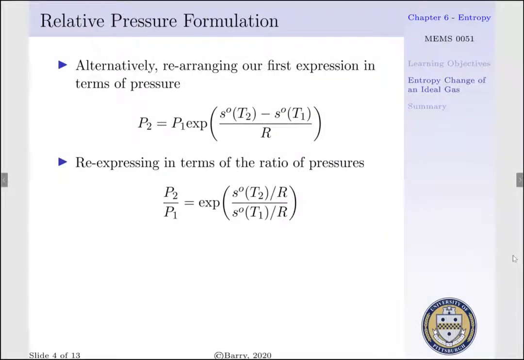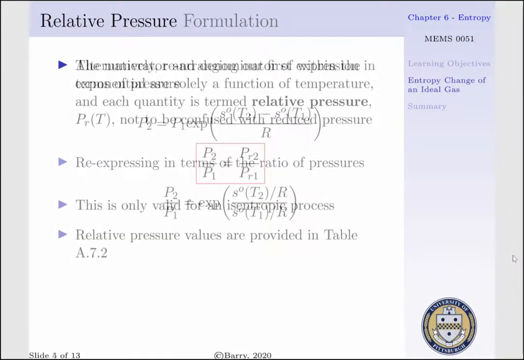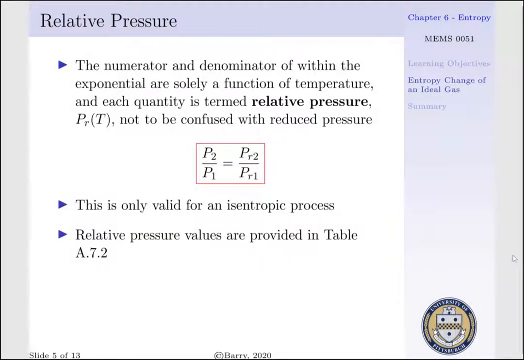Alternatively, rearranging our first expression in terms of pressure, we could solve for pressure at state 2 being equal to pressure at state 1 times the exponential of our standard entropy at state 2 less that at state 1 per our gas constant R. Or if we re-express this in terms of the ratio of pressures, P2 per P1 would be equal to exponential of our standard entropy at state 2 per R per exponential of our standard entropy at state 1 per R. The numerator and denominator within the exponential are solely functions of temperature. That is, we had standard entropy at states 2 and 1. Our gas constant R was a constant.